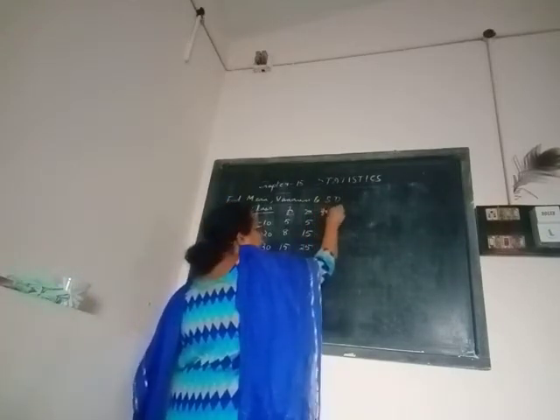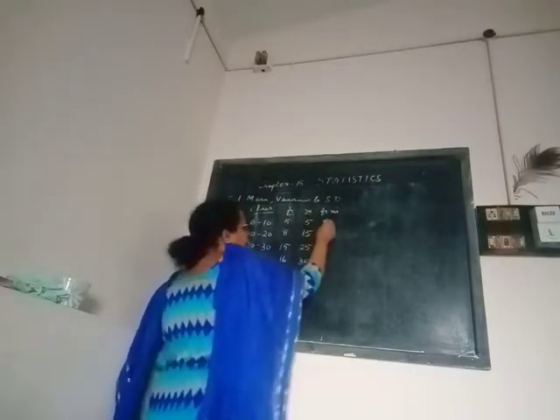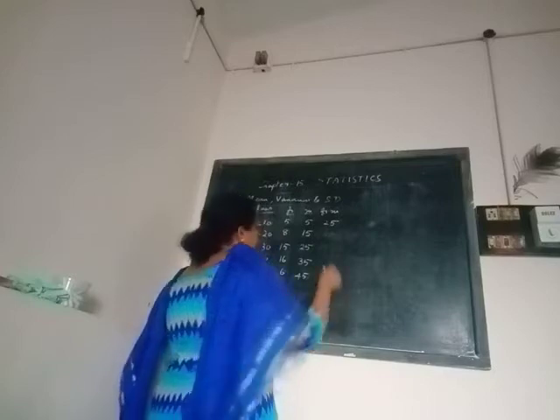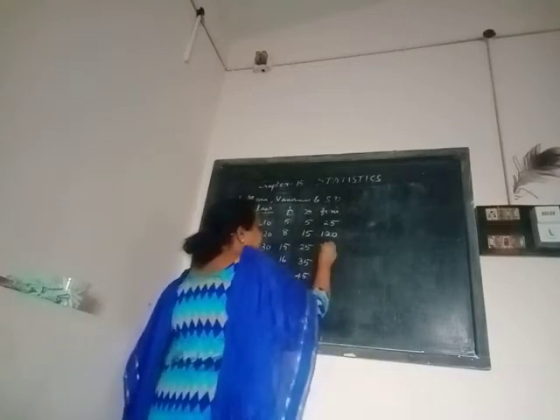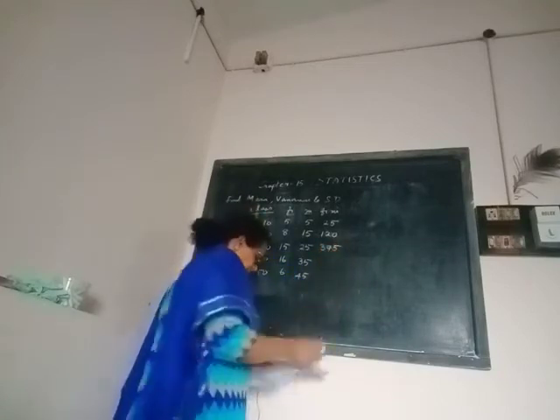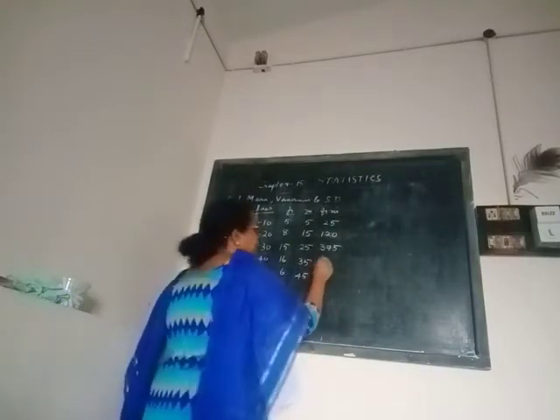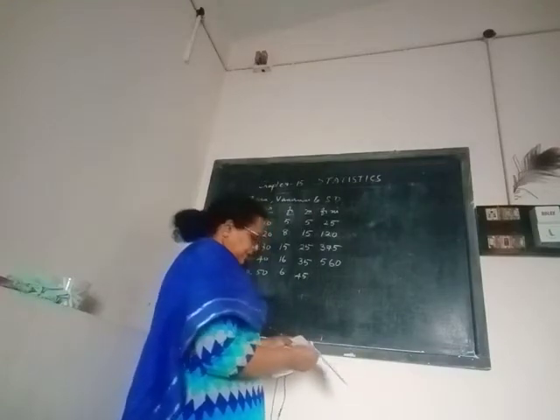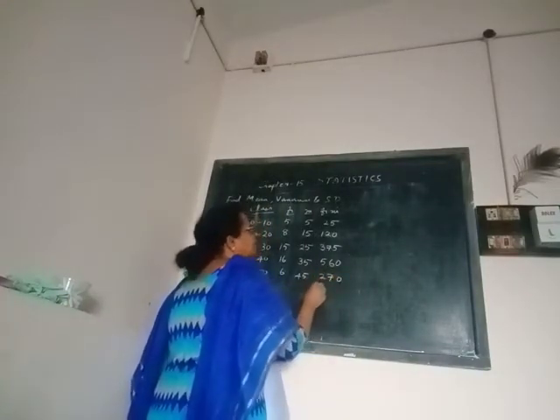Next column is fi xi. Multiply fi and xi columns. So 5 into 5, 25. Next is 8 into 15, 120. Next is 15 into 25, 375. Next is 16 into 35, 560. Next is 6 into 45, 270.